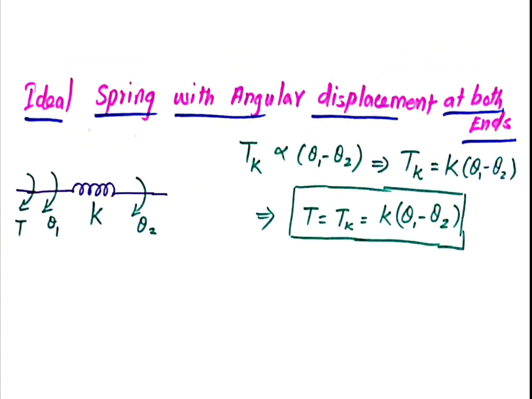At the same time, if the same spring is connected in between two different elements, and at one end we are applying torque, then the angular displacement at one end is different from the other end. So we consider the angular displacement at one end as theta 1 and at the other end as theta 2.